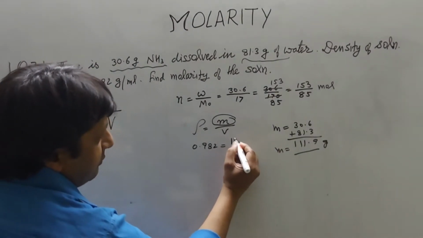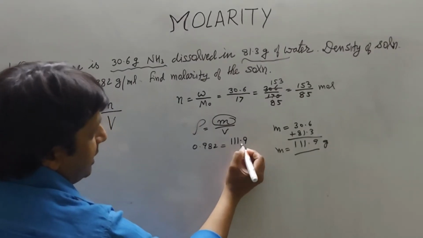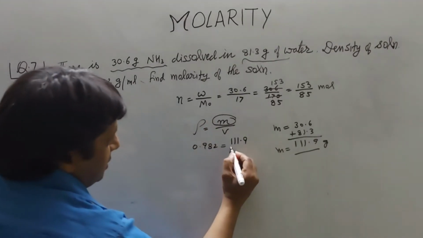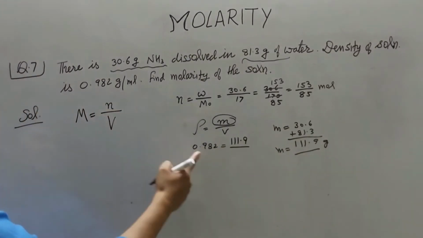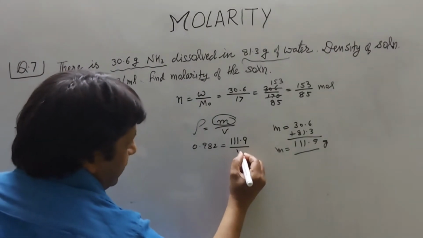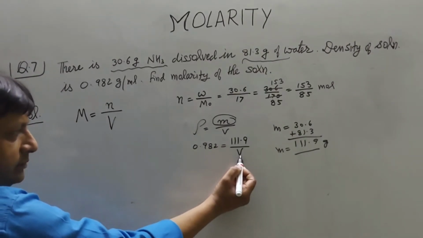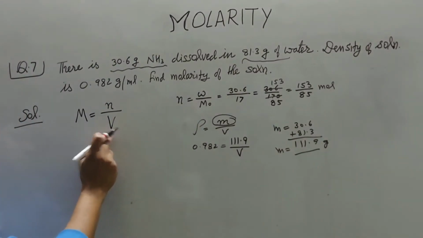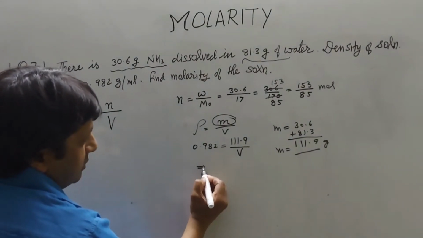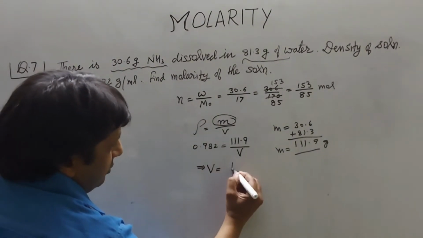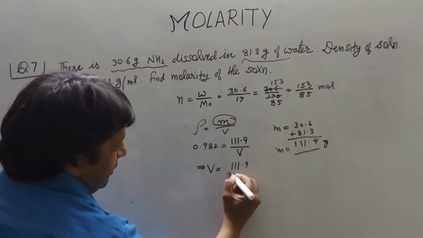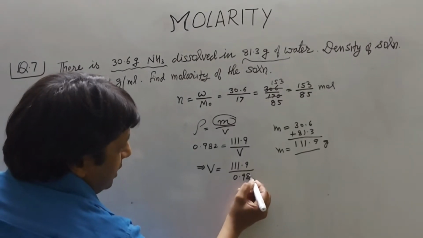We can write here 111.9 gram is the mass of the solution. Density of the solution is already given. We have to find the volume of the solution. We are finding this volume because this volume will be kept here and it is the volume of the solution. That is, V is equal to 111.9 divided by 0.982.